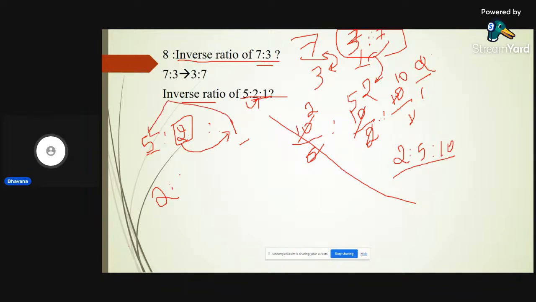So here we get 5, right? Next, ignore the last value. Which values remain? 5 and 2. Multiply 5 and 2, so here we get 10. So it is the same ratio, and here also we get the same answer. So this is the inverse ratio of 5 is to 2 is to 1.